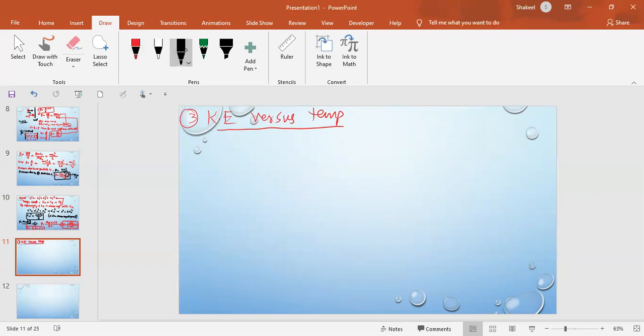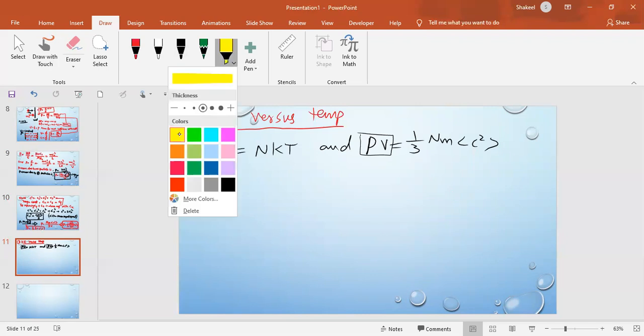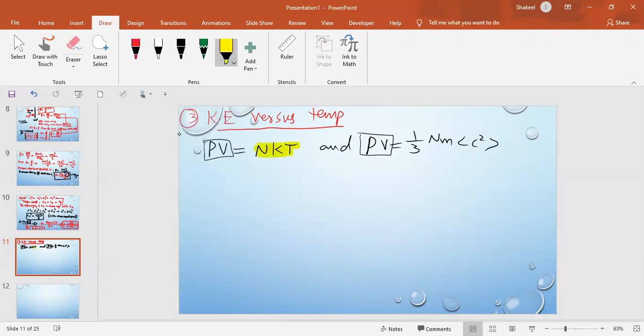So this is again a very simple derivation. We know that PV is nKT, and we also have derived that PV is 1 by 3 nmc square. We just have derived this. It was P equals 1 over 3 Nm over V, but I took V to the other side. As both of them are the product of pressure and volume, which remains the same, these values nKT and 1 by 3 nmc square would be equal to each other as well.